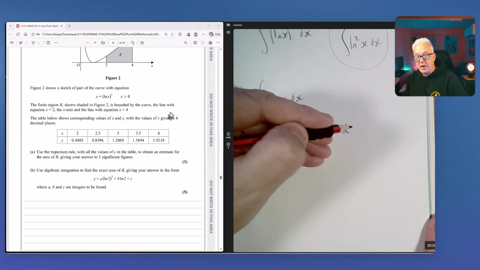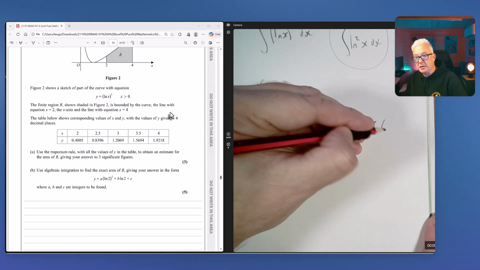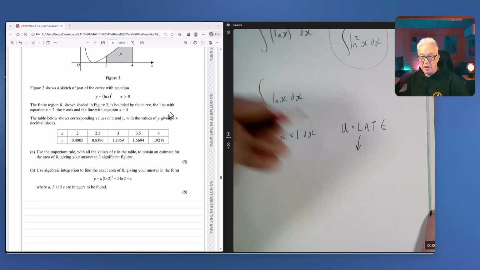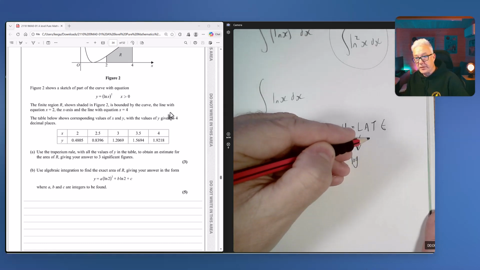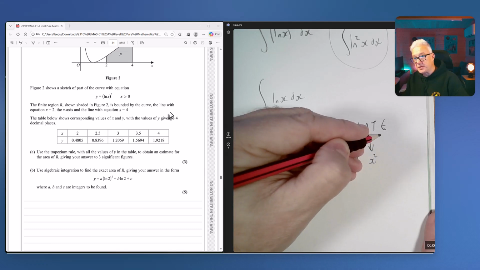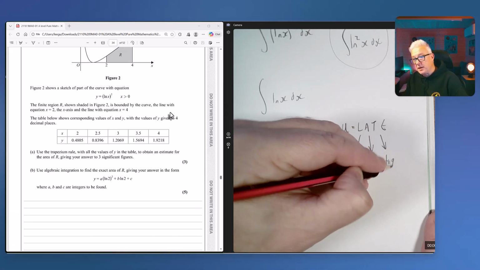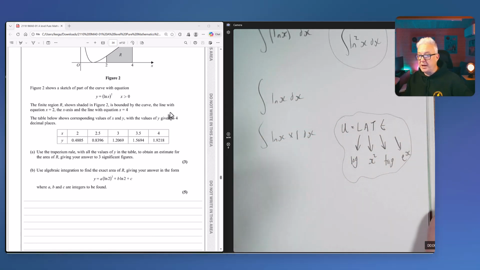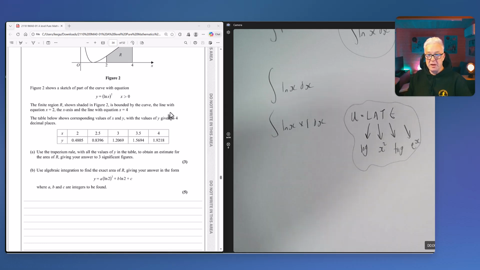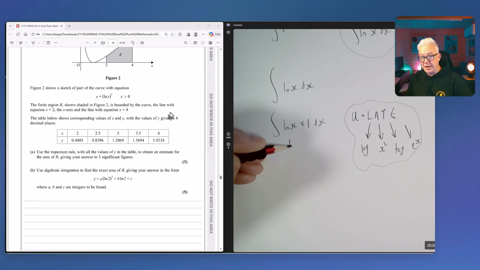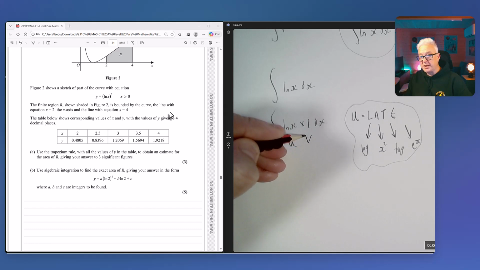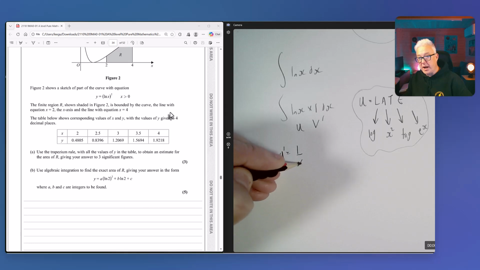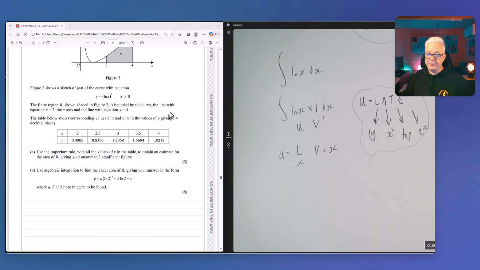Now you might remember that we have this little acronym, U can be late, for when we're integrating a log. So the L stands for logs, the A stands for algebra type stuff, T stands for trig, and the E stands for the exponentials. This is our order of prioritization for which we pick to be the u when we're using integration by parts. And we've got a log, so that's top priority, so that has to be the u. So it means that the 1 is going to be the v dashed. Therefore our u dashed is going to be 1 over x and our v is going to be x.